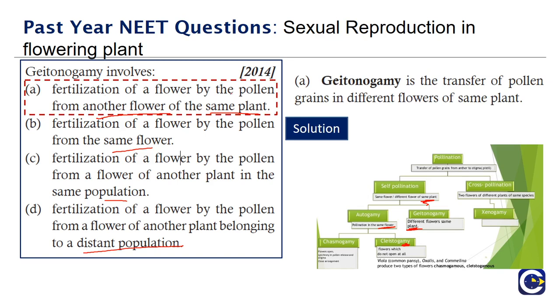Fertilization of a flower by pollen from another flower of the same plant is geitonogamy. If it is the same flower, it is autogamy. Of the same population, it can be either, but it involves another plant and not the same plant. For a distant population, it is basically xenogamy. So the solution is explained above. Moving on to the next question.